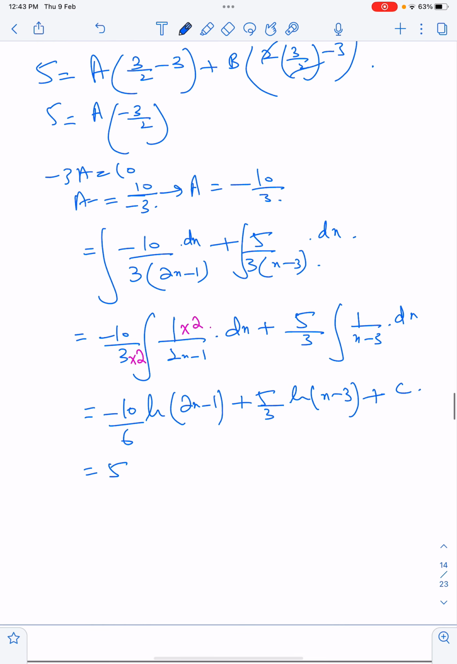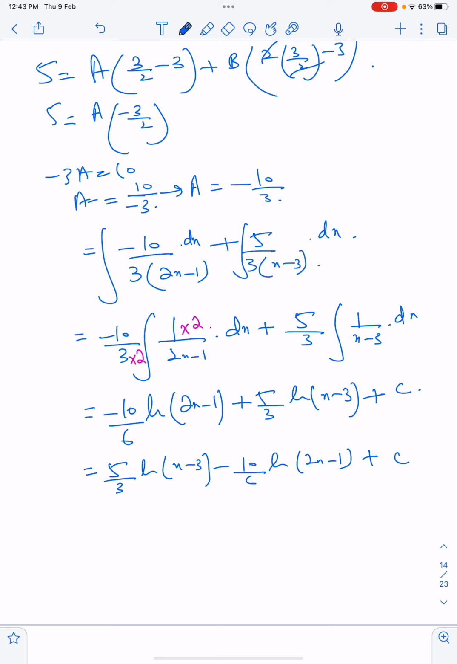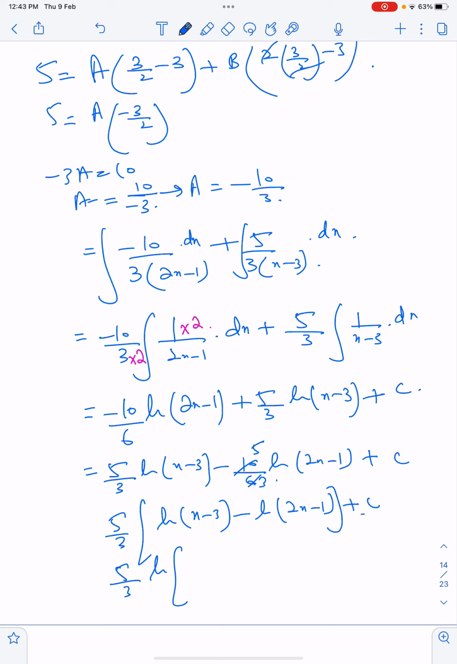Okay, so I can write 5 upon 3 ln(x - 3) minus 10 upon 6 ln(2x - 1) plus c. Okay, 10 upon 6 we can simplify, it becomes 5 upon 3. If I take out 5 upon 3 as common, I'll be left with ln(x - 3) minus ln(2x - 1) plus c. Okay, 5 upon 3 as it is. Inside I can apply the quotient law, (x - 3) upon (2x - 1) plus c.